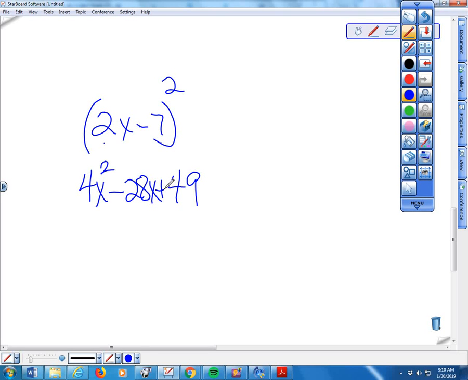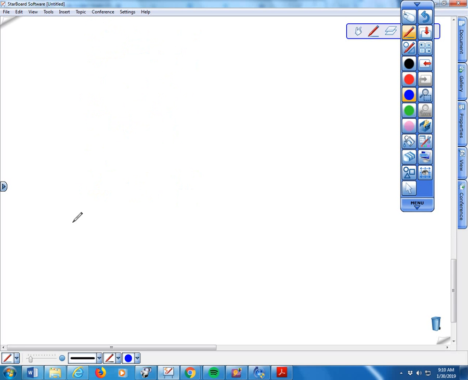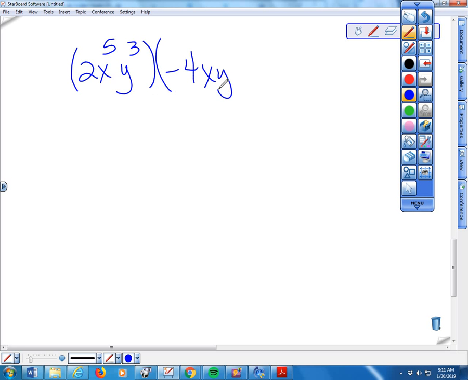Okay, what was number 1? It says it is parenthesis 2x to the power of 5, y to the power of 3, parenthesis, negative 4, x y to the power of 5. The whole thing to the power of 5? No, y to the power of 5, sorry. Okay, so this one, how many terms are there in the first parenthesis? How many terms are there in the second? 1. So I'm not going to be distributing to multiple things.